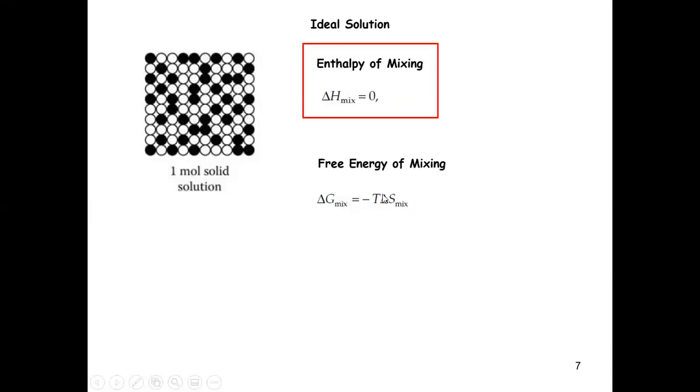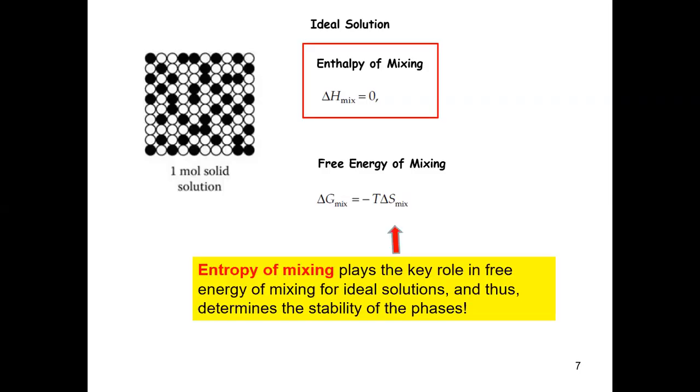But then this is going to be the key quantity that determines delta G mix, right? So that's basically the key feature for an ideal solution, which means that the entropy of mixing plays a key role in determining the free energy of the system, or in particular, this is the free energy of mixing for the system. Okay, so that's what we're going to spend most of our time working on.